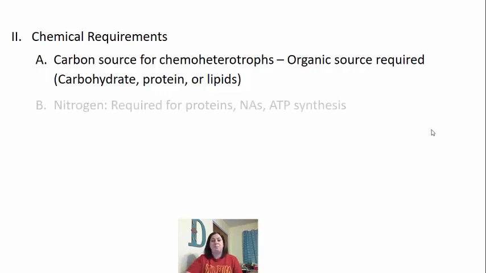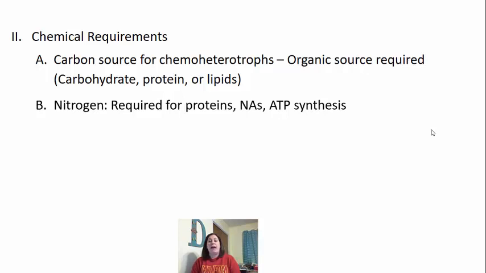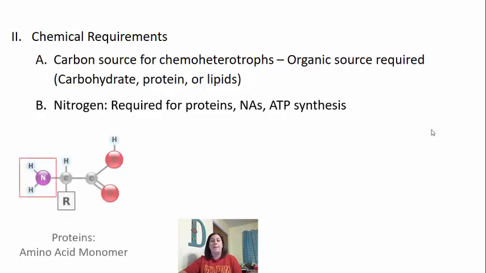We also see that bacteria and other microbes are also going to need nitrogen. This is required for them to make proteins as well as nucleic acids, which helps with their DNA and RNA, as well as helping to synthesize ATP.